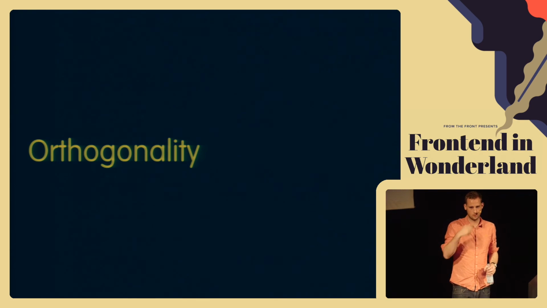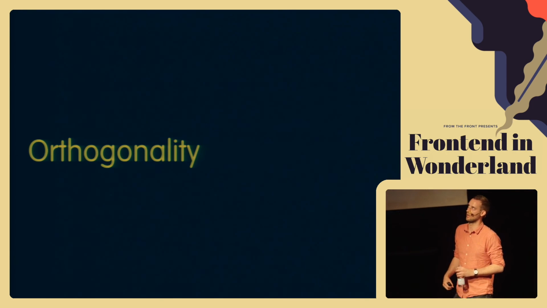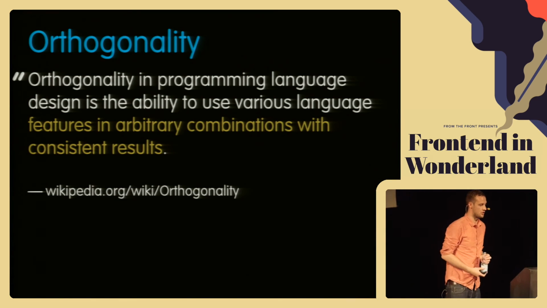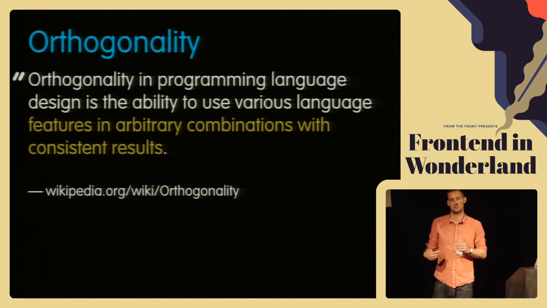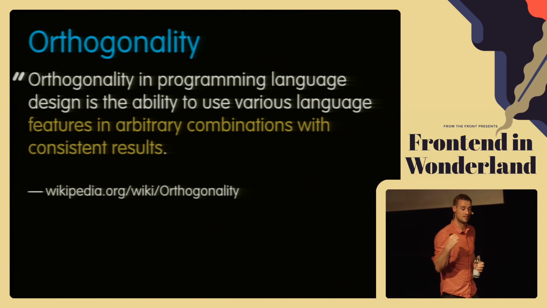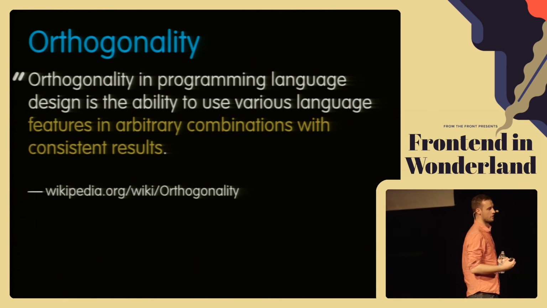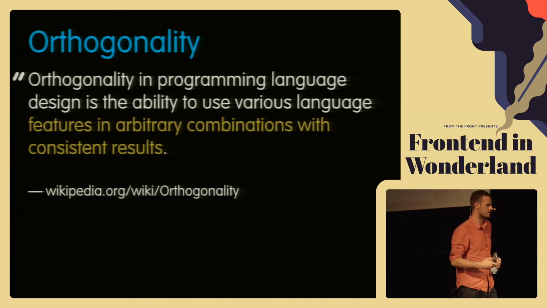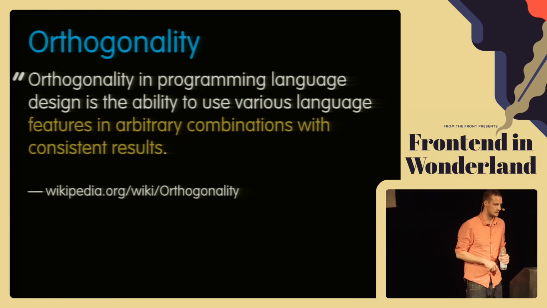Orthogonality, it's only recently that I've begun looking at applying orthogonality to CSS. Orthogonality is a software engineering principle that states that you should be able to use features of a language in arbitrary combinations and still get consistent results. You should be able to use things in a random order and still get the same output. Applying this to CSS is fairly simple.